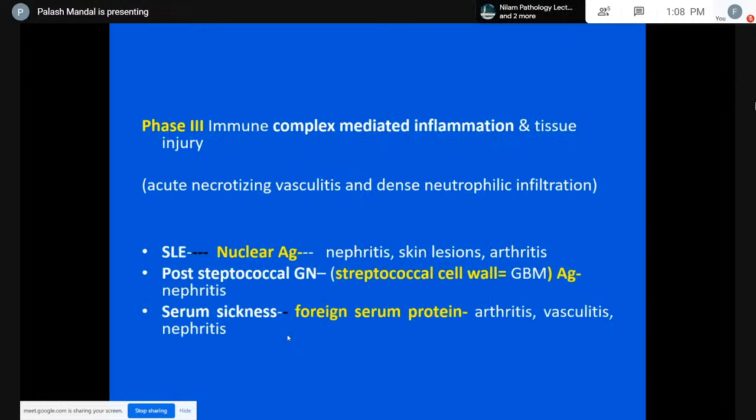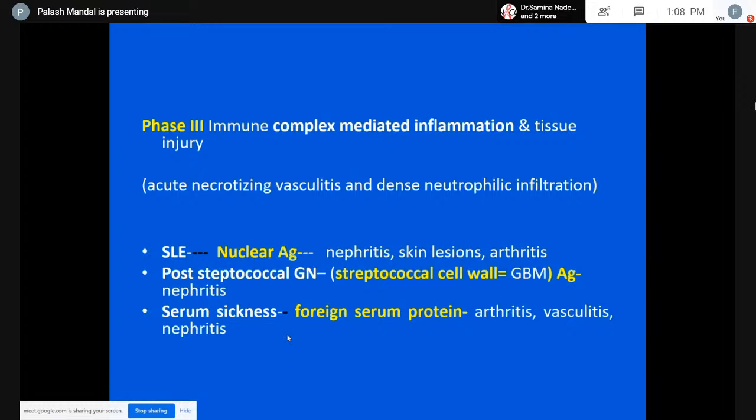Now the inflammation becomes more and more intense. Eventually the inflammation leads to tissue injury. The tissue becomes necrosed. Had there been only mild inflammation, the problem would not have been so bad, but this leads to tissue injury, and that particular tissue injury is called acute necrotizing vasculitis.